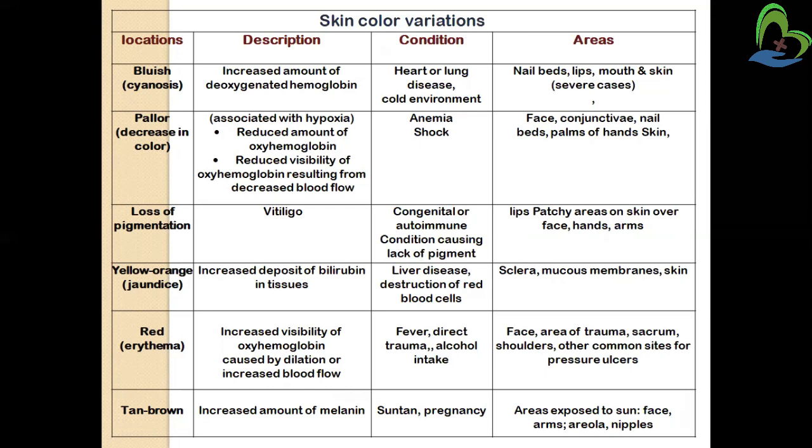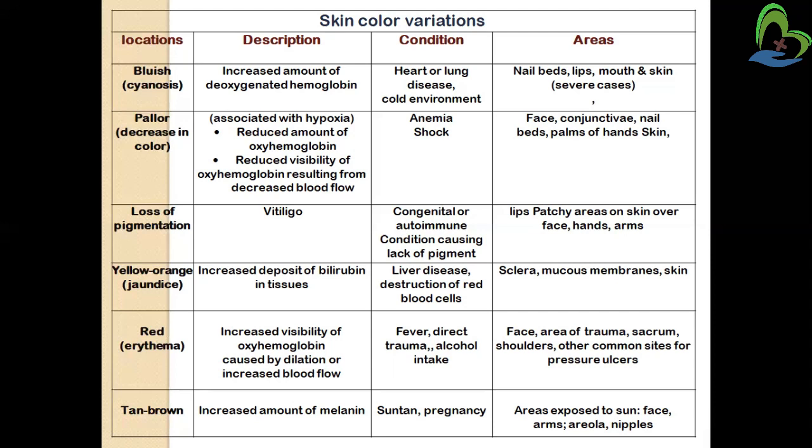Then the next one is pallor, meaning decreased color associated with hypoxia, reduced amount of oxyhemoglobin or reduced visibility of oxyhemoglobin resulting from decreased blood flow. It usually happens in anemia and shock. And the areas of observation are face, conjunctiva, nail beds, palm of the hands and skin.